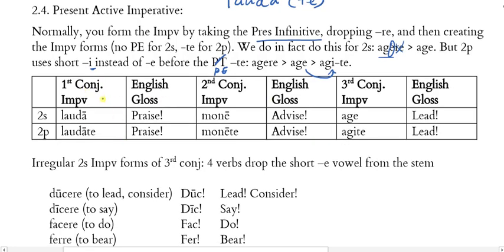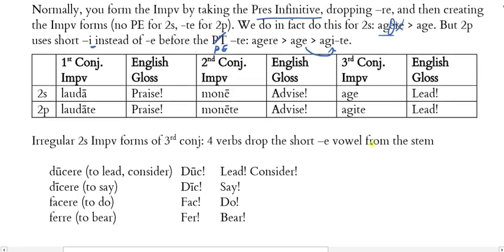So let's just read the form. For first conjugation, lauda is you, man or woman, singular, praise. Laudate, and that's you all, praise. With moneo, second conjugation, monere drops the re, and I'm left with mone, advise, to a single you, and then monete, and that's hey you all, you plural, advise. And then for agere, it's age, lead, you single person, and for plural you, agite, lead, you all.